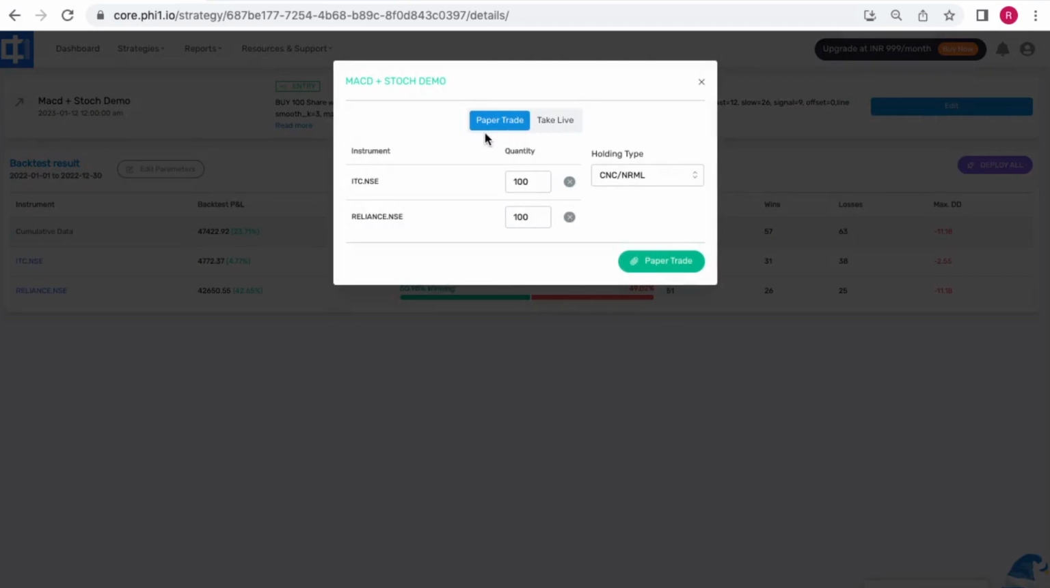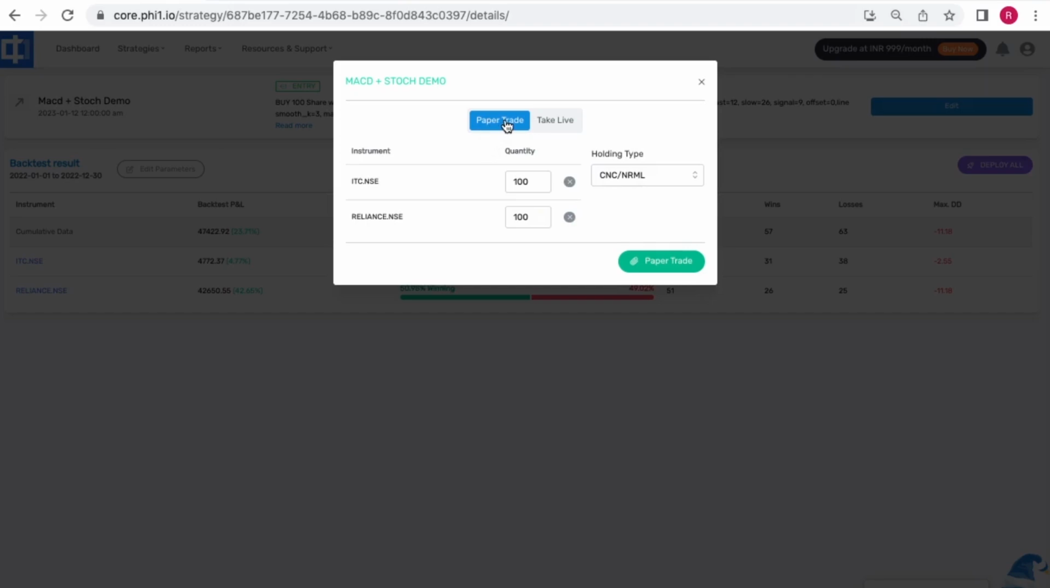Here you have two options, paper trading and taking the strategy live. Always paper trade your strategy before you take it live to check how it will do in the real environment without using actual money. This is basically a zero risk test and it will help you know how your strategy is going to perform in the real live environment.